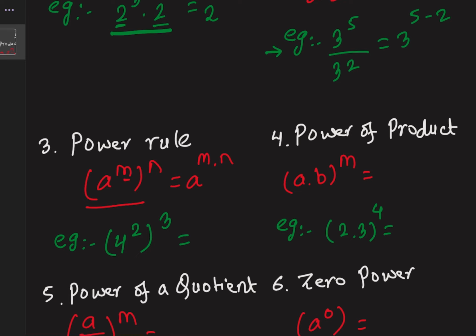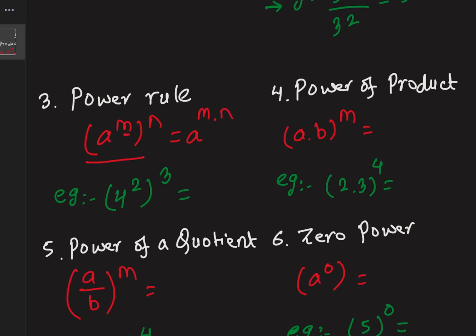So a to the power m raised to the power n is equal to a to the power m times n. In the example here, 4 to the power 2 again raised to the power 3. Here 2 and 3 are the exponents, so we can write this as 4 to the power 2 times 3. The other rule is the power of a product rule.